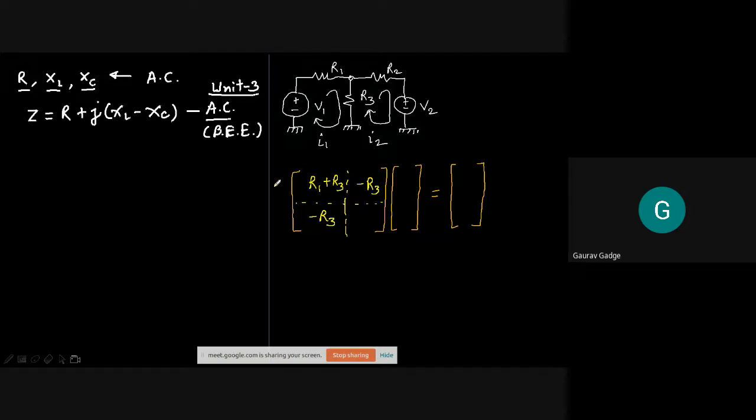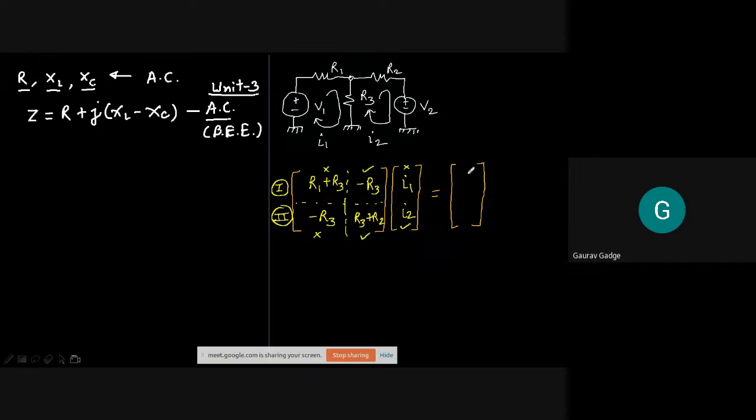This is for loop 1. And here, R3 plus R2. Very good. So this is for loop 2. Then this particular element, which I marked as cross, belongs to I1. That is minus R3. This particular element belongs to I2. Again, minus R3 belongs to I1, marked as cross, and R3 plus R2 belongs to I2. So I1 I mark with a cross, I2 I mark with a right tick.